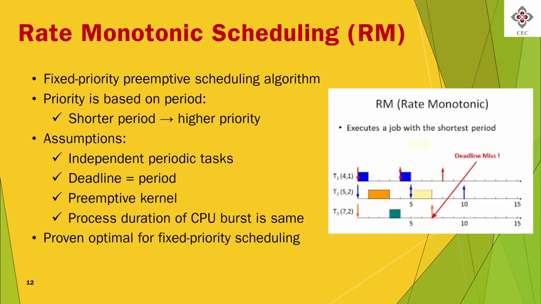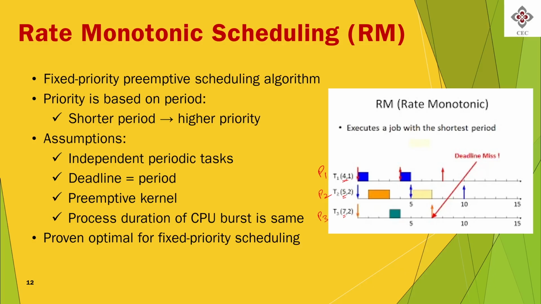If you look at this diagram, it shows that there are three processes, T1, T2 and T3, with the values 4, 1, 5, 2, 7, 2, where the first value is the period. Out of these three, the first one has period value 4, the second has period value 5 and the third has period value 7. The lower period will have the higher priority. So, this will have priority 1, this priority 2 and this priority 3. The 4 represents the period.